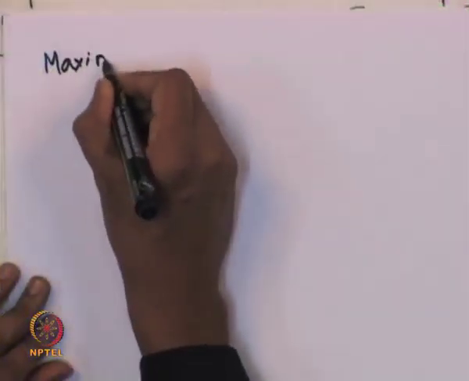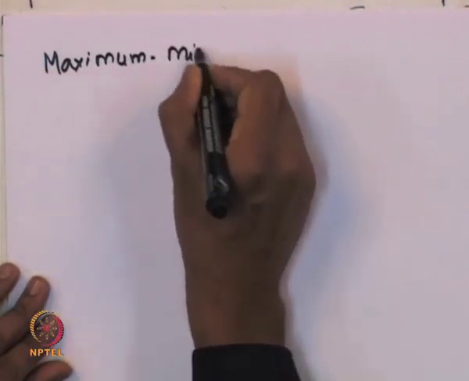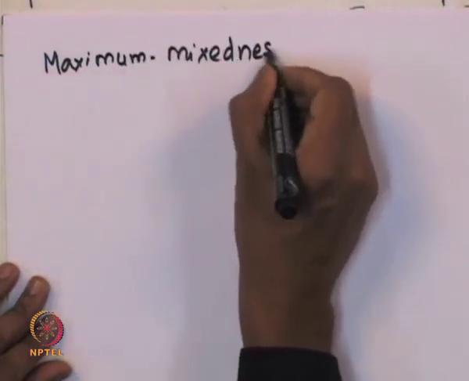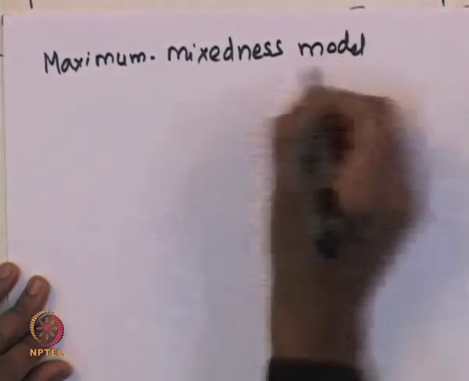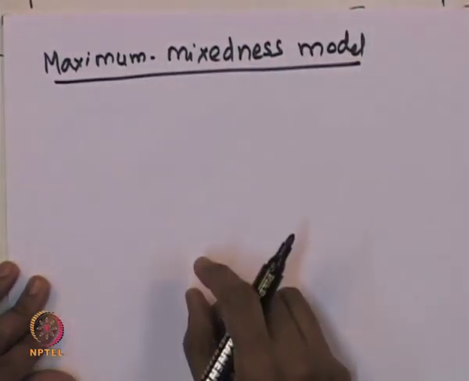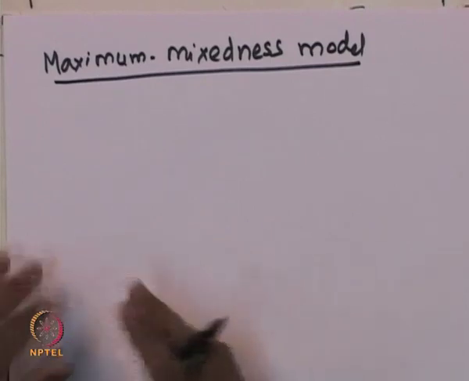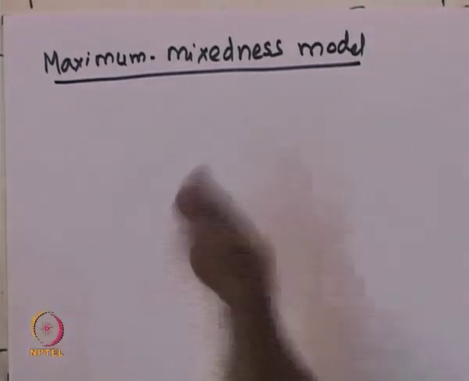So, now let us move to the next model, which is the maximum mixedness model. Let us look at the maximum mixedness model. The segregated fluid is one where the mixing between the fluid globules does not occur. There is no exchange of material between the globules which are present inside the reactor. The flow is essentially like a series of globules flowing through the reactor.